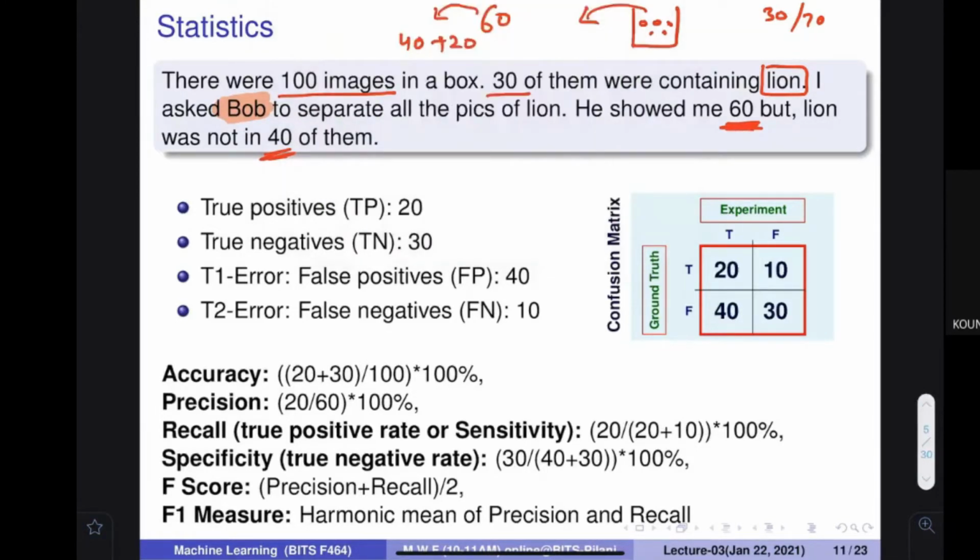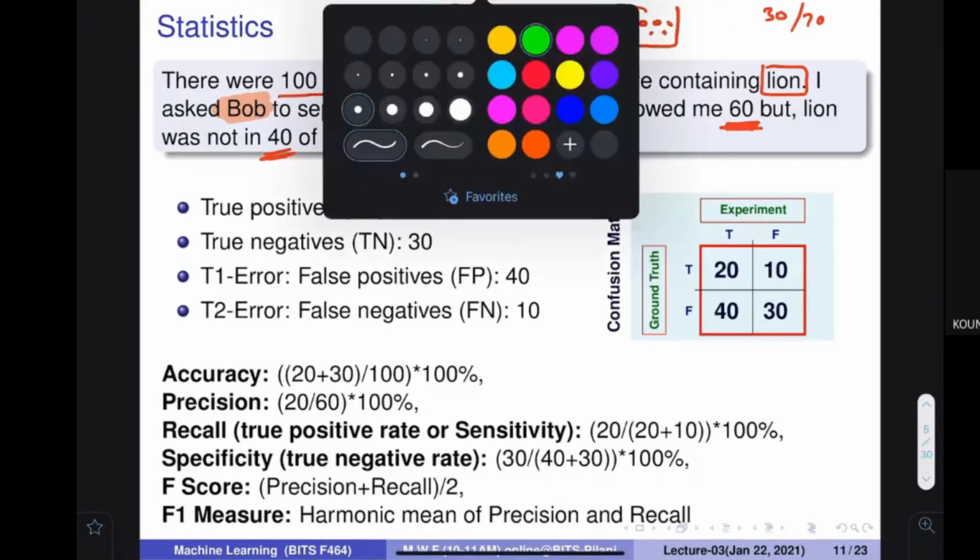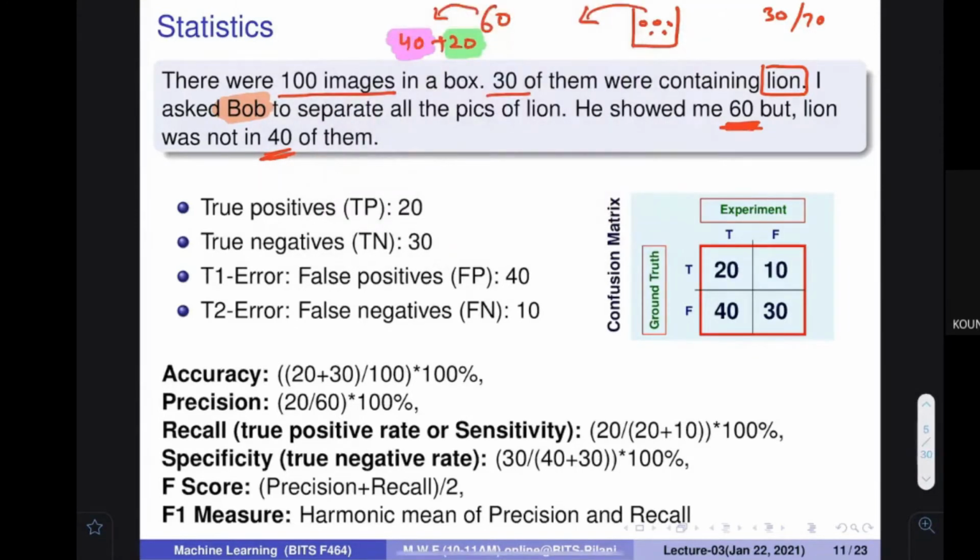Looks like the line was there. This is right, and this is wrong. Okay, this 40 is wrong. These many images he has given to me. So I can create a table that is commonly known as a confusion matrix, that tells what is the ground truth, what is the truth, and what is the experiment.